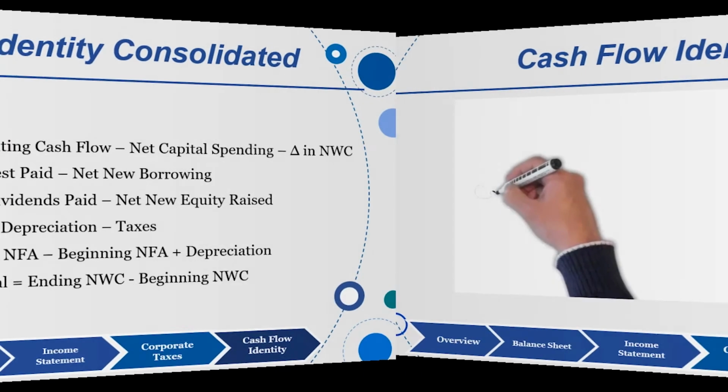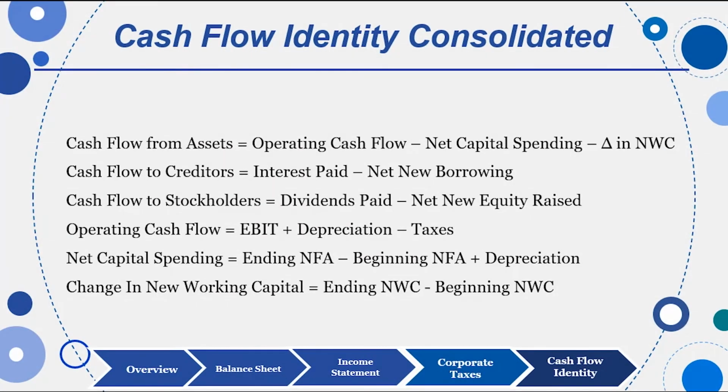So the cash flow identity is very, very important. Also known as CFFA, it's equal to OCF minus NCS minus CNWC. Also equal to CFTC plus CFTS, and those are how you calculate each of those three pieces. OCF I can get from the income statement: EBIT plus depreciation minus taxes. Net capital spending is ending net fixed assets minus beginning net fixed assets, grossed up with depreciation. The other way to calculate NCS is ending gross fixed assets minus beginning gross fixed assets.